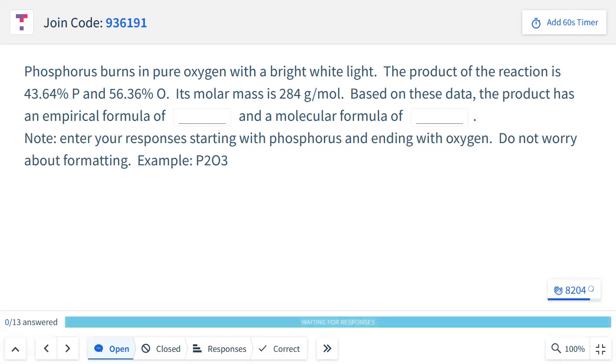All I'm looking for in those two spots is a chemical formula. You're not going to be able to format it, so just put it in like what's shown on the board. If you get P2O3, just write it in as capital P2, capital O3. I'll give you a few minutes to work on this, and then we'll take it from there.